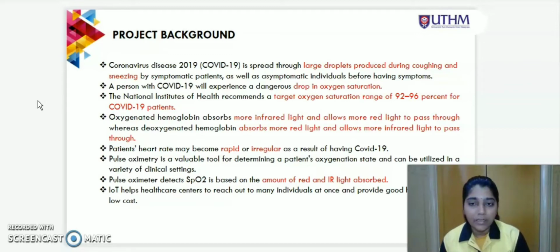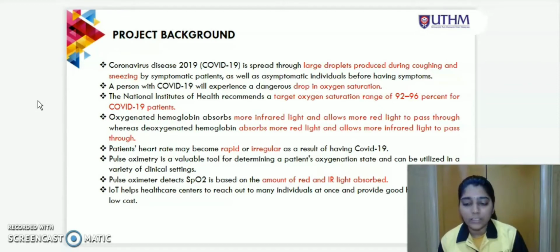Pulse oximetry is a valuable tool for determining a patient's oxygenation state and can be utilized in a variety of clinical settings. A pulse oximeter detects SpO2 based on the amount of red and infrared light absorbed. It offers a fast, easy, and low-cost technique. In comparison to blood gas analysis, the pulse oximeter requires no blood samples, which is particularly convenient.